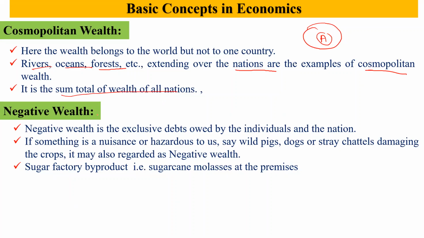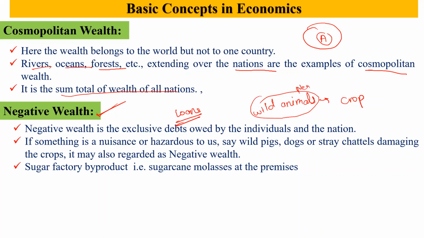Then the fifth type of wealth is negative wealth. Negative wealth is the exclusive debts owed by the individual and the nation. Whatever loan or debt, here meaning loan taken by an individual or the nation, it is negative wealth. And if something is hazardous to us, then that is also termed as negative wealth. For example, wild animals destroying the main crop. So in this concept, wild animals are considered as negative wealth.